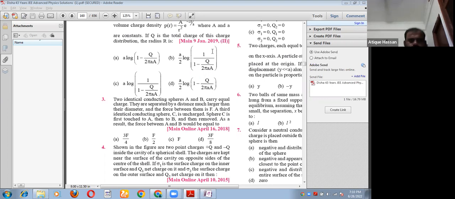It says two identical conducting spheres A and B carry equal charge. There are two identical spheres A and B that carry equal charge. They are separated by a distance... because you have an internet issue. I think you got disconnected meanwhile.